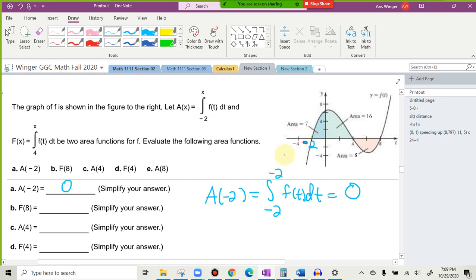Because that's just the integral, and you don't even move any to the right at all. There's no area there. F of 8 is the integral from 4 to 8 of f of t dt. Going to the graph, from 4 to 8, that's this. The area is 8, but the integral is -8 because all that stuff is below the x-axis, because the integral takes into account what the sign is.